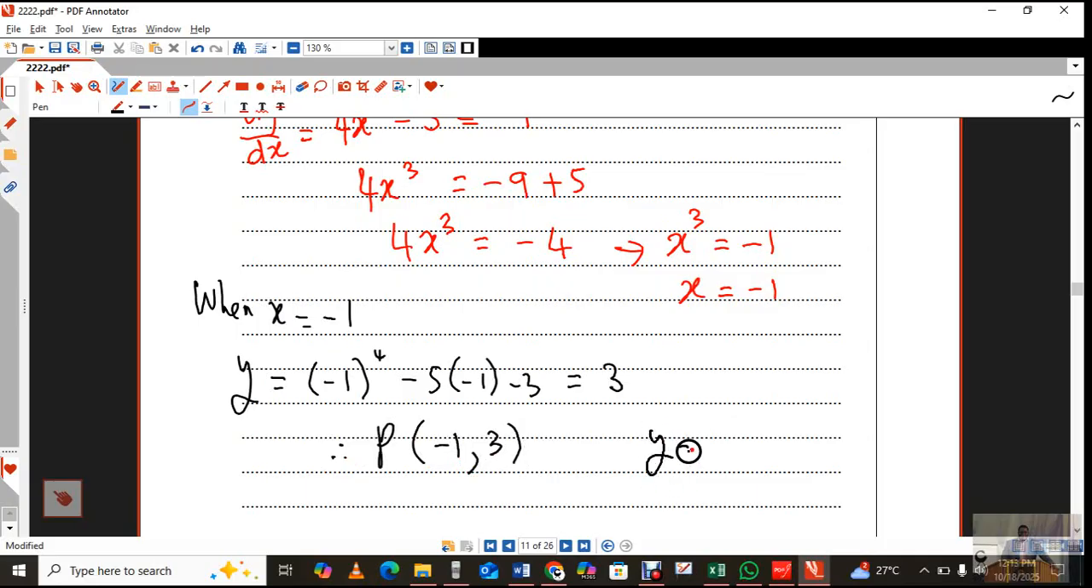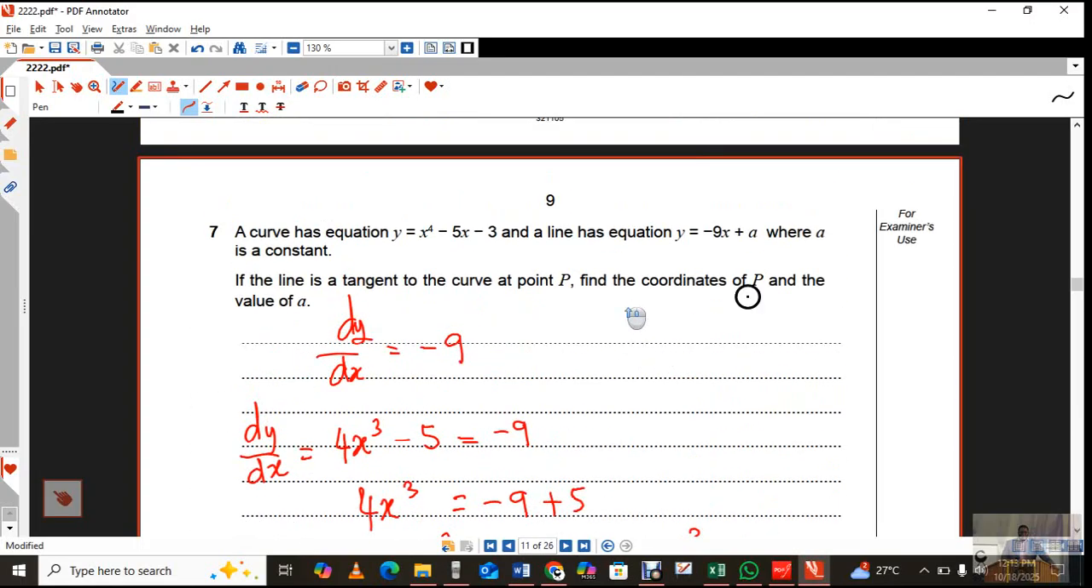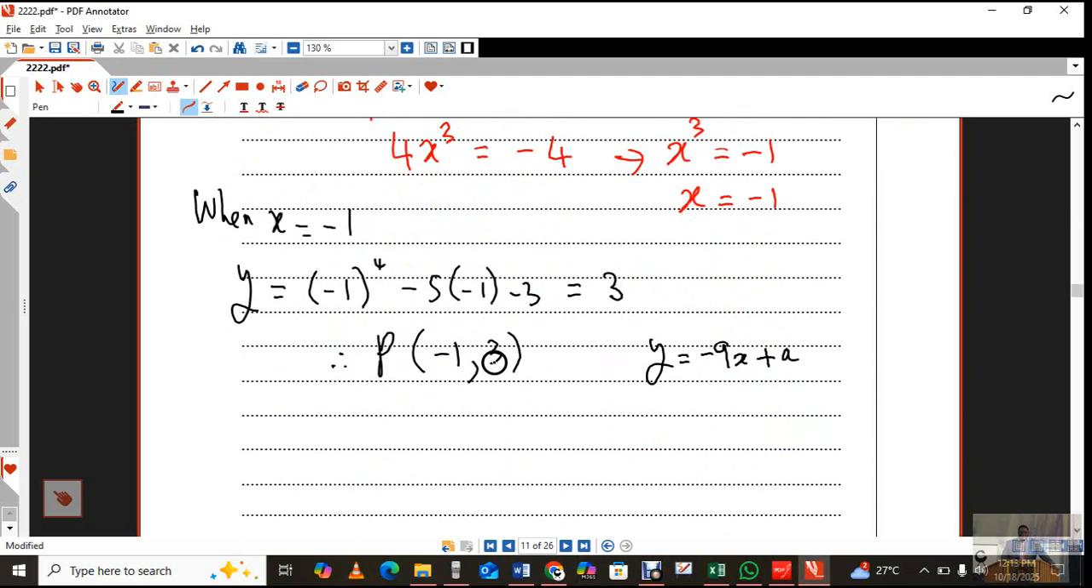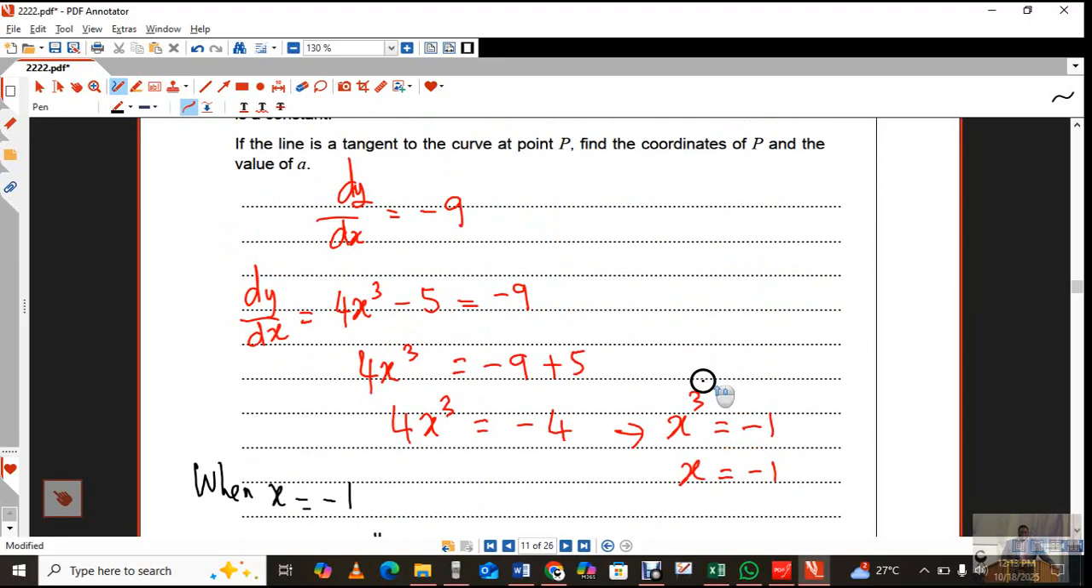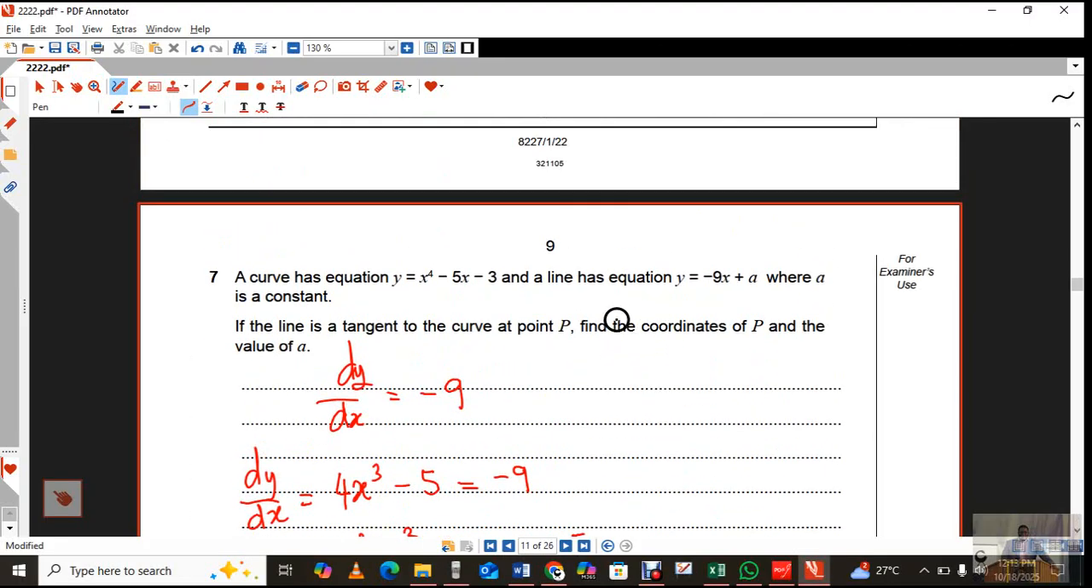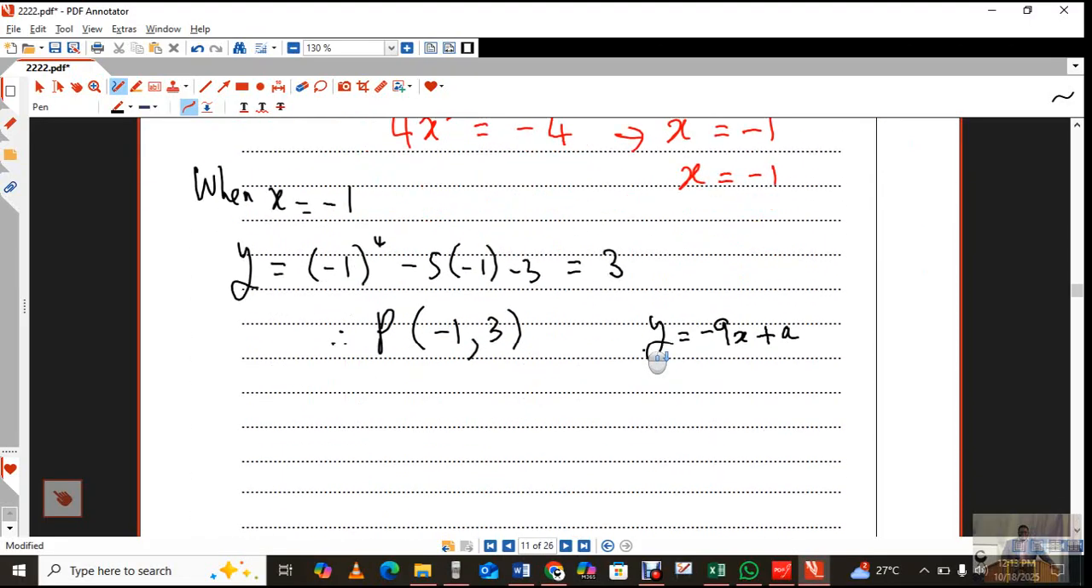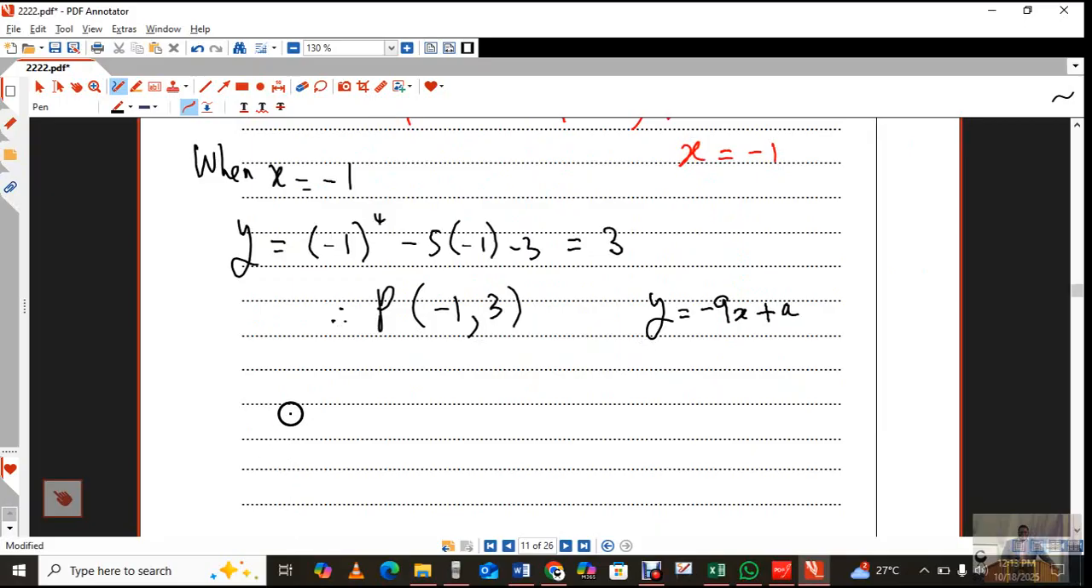Remember the equation of my line was y equals negative 9x plus a. They're also asking us to find the value of a. Why am I going to substitute the point negative 1, 3 into the line? Because the line is a tangent to the curve. At that point, they are exactly equal. So substituting the value of x and y into this line, y being 3 and x being negative 1, will allow me to find the value of a.